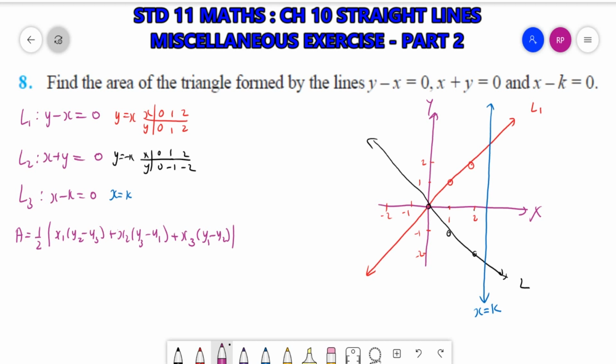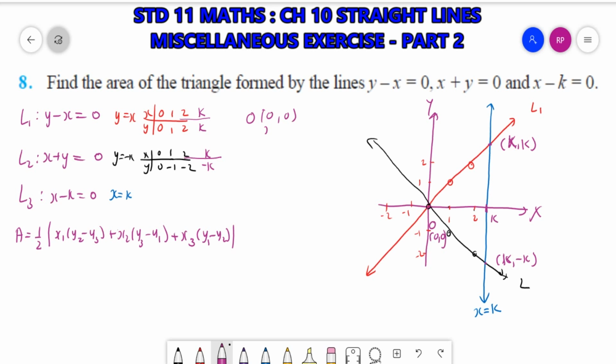If I take this point as the origin, it will be 0, 0. If I take this point, the x component is k. Clear? So this is L1. In L1, if I put x equal to k, y is equal to k. In the same way here also x is k. So in the second line, if I put x equal to k, y equal to minus k. So k, minus k.